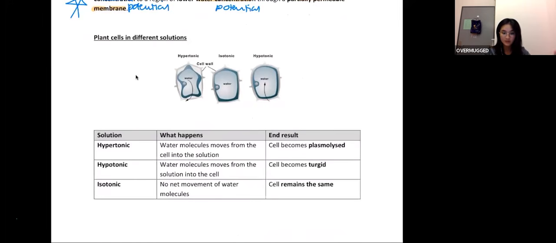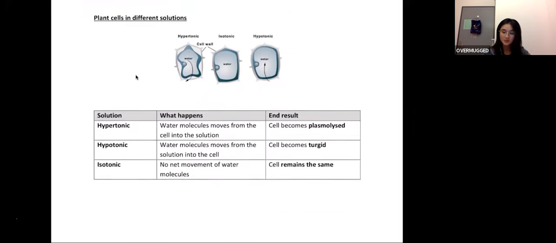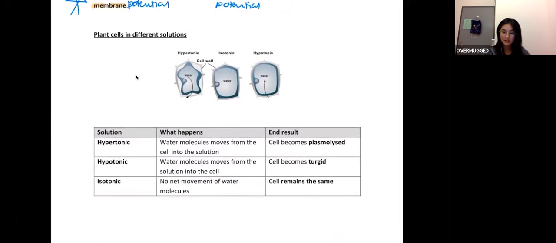Just remember, for hypertonic solutions, essentially it is a solution with very low water potential. For example, concentrated sucrose solution, concentrated syrup solution, concentrated Ribena. Very low water potential. What's going to happen when you put a plant cell inside? Water molecules are moving out of the cell into the concentrated solution. What's going to happen? The plant cell is going to become plasmolysed.